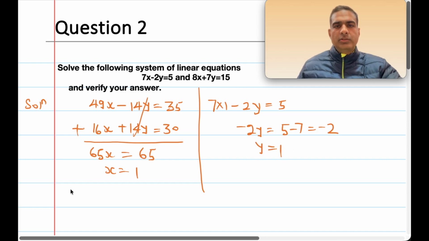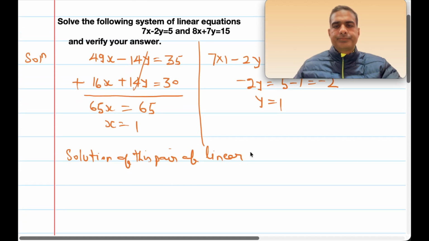So the solution of this pair of linear equations is 1, 1. Now we have to verify our answer also.